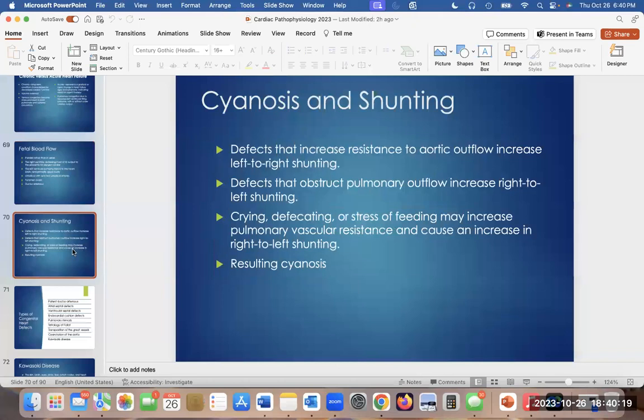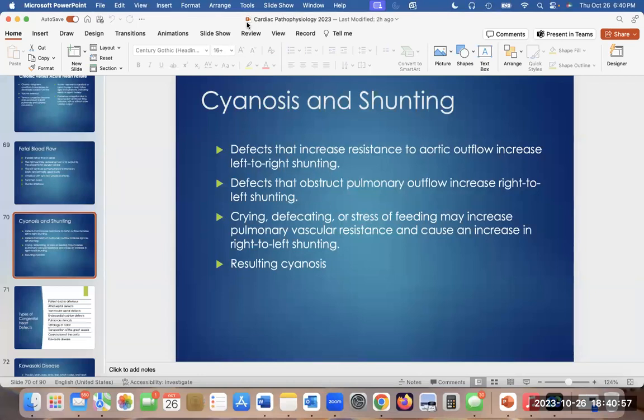Cyanosis and shunting, I think it's really important to know that cyanosis is decreased peripheral perfusion, so it's causing that blueness or that shadiness in the skin. And in children, right, crying or defecating or having trouble feeding would definitely be a sign of children experiencing some sort of arterial lack of perfusion. And shunting is basically, I forgot how to explain it, so you might have to search that one up.